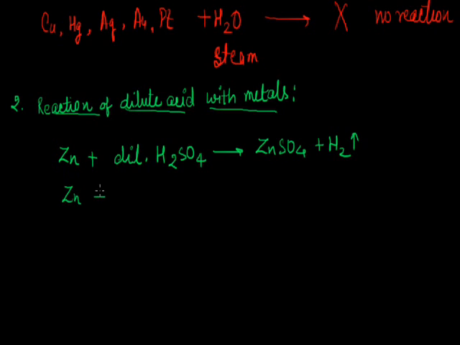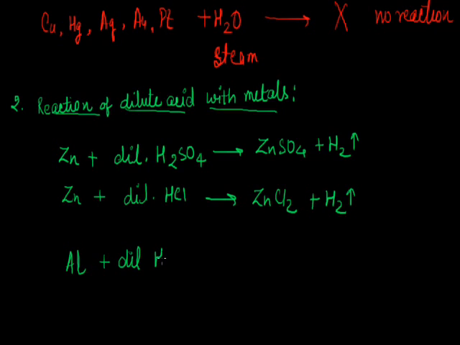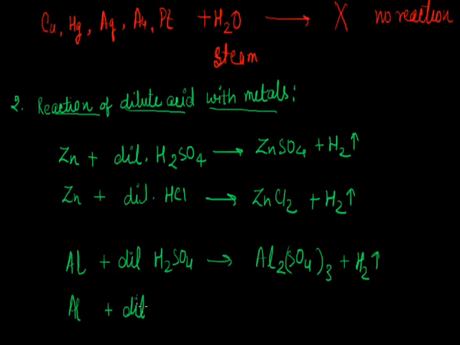If we take another acid, like zinc reacted with dilute hydrochloric acid, it will produce zinc chloride and hydrogen gas. If we take another example like aluminium, when aluminium reacts with dilute sulfuric acid, it will produce aluminium sulfate and hydrogen gas, and it also reacts with another acid like dilute HCl. It will produce aluminium chloride and hydrogen gas.